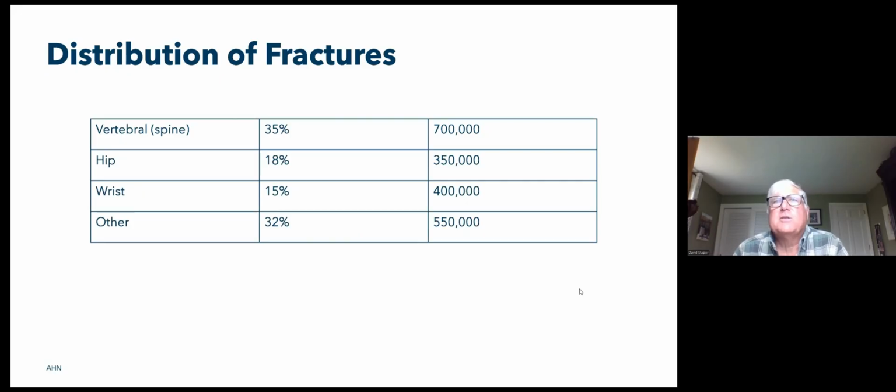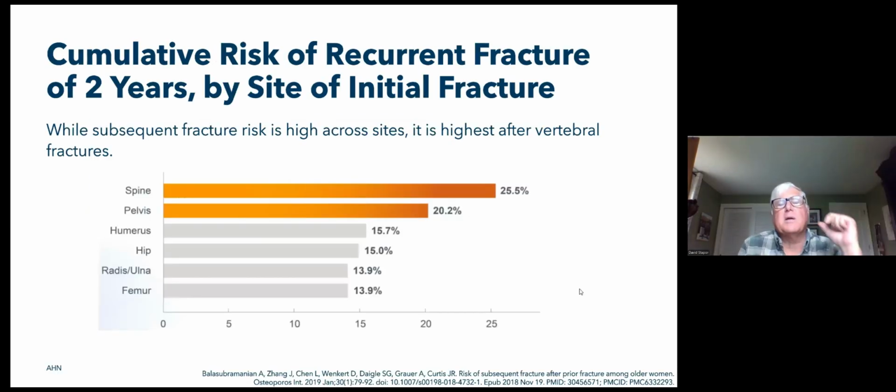This is kind of a rough distribution of fractures in the United States that are fragility fractures. Think of the number 2 million, a nice round number. You can see that the vast majority of these fractures are spine fractures. And this is important because the cumulative risk of a new fracture after an initial fracture, particularly of the spine, is quite elevated. You can see it's about 25% higher in the first couple of years.